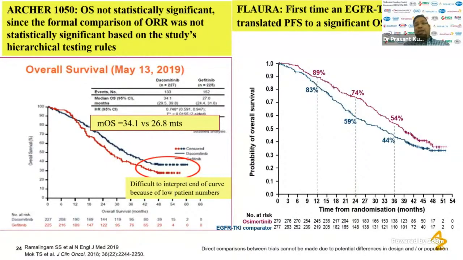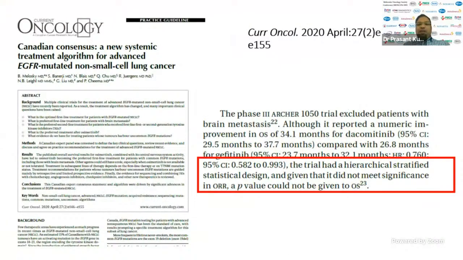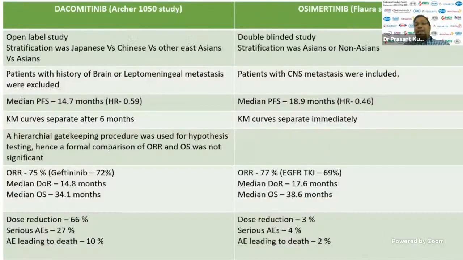OS, this slide has already been discussed. The trial had a hierarchical stratified design, so OS is not significant, though clinically significant. PFS was 18.9 months in osimertinib FLAURA, 14 months in the ARCHER trial, and overall response 77 versus 75%. Median duration of response 17.6, and most important, you can see the dose reduction. 66% of patients required dose reduction, versus only 3% with osimertinib, and serious adverse effects in 27% of patients.